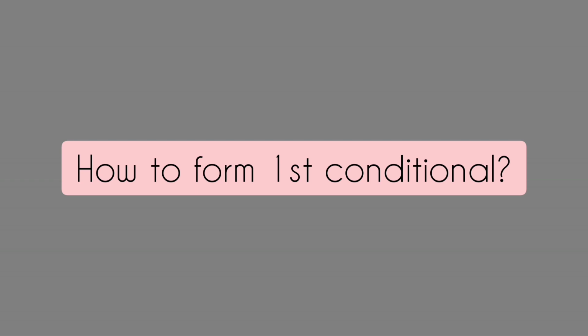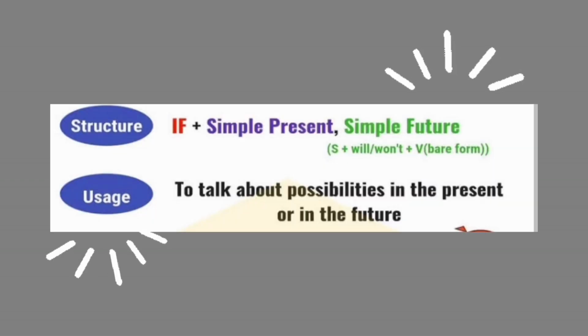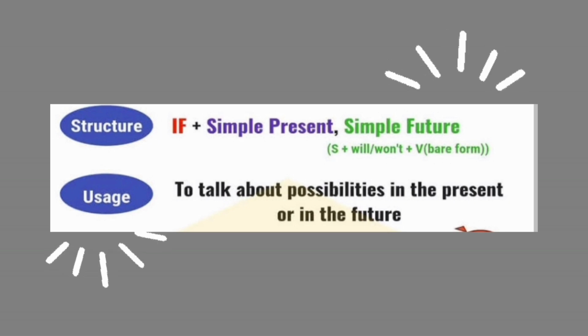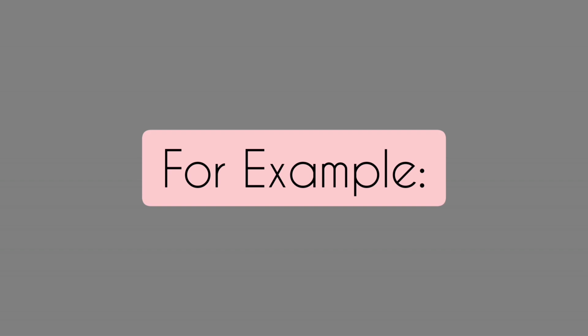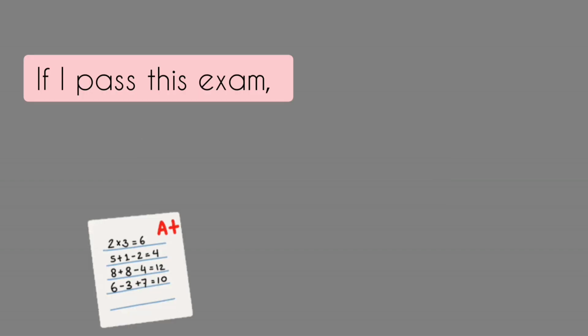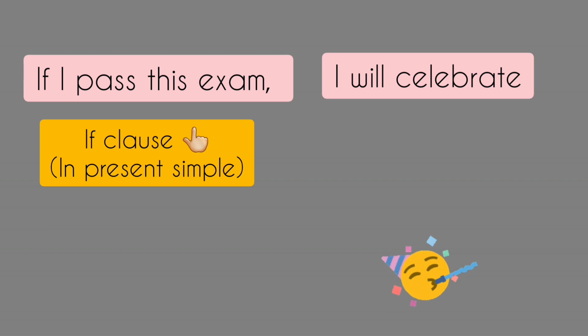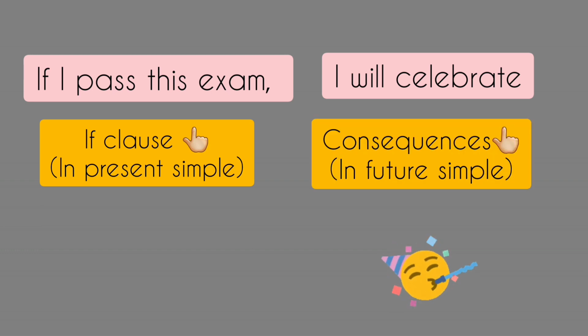How to form a first conditional sentence? We use the if clause with present simple tense, and then future tense for the result. For example, if I pass this exam, this is the if clause, we use present simple, and then what will happen is I will celebrate. So that's the consequence using future simple tense. If I pass the exam is the condition, and I will celebrate is the result, the consequence if we pass the exam. That's an example of first conditional.